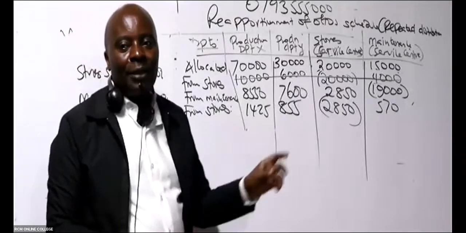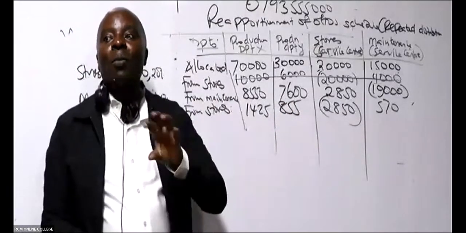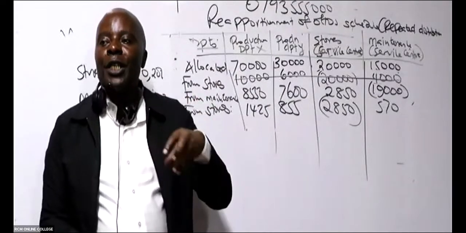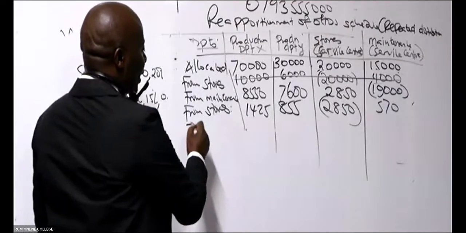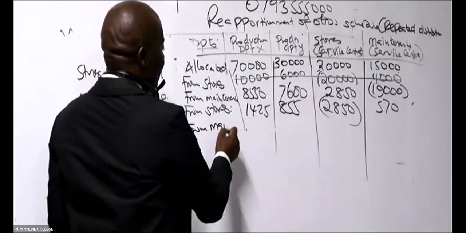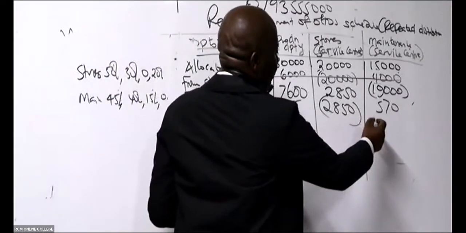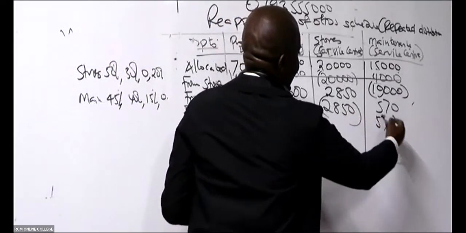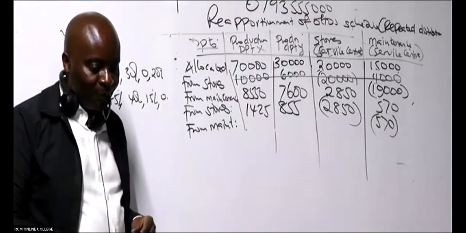So do you want to tell me that maintenance 570 has become negligible? No, not until it reaches 0 point, isn't it? So we have to redistribute again the 570. So you'll be able to come here and tell us from where? From maintenance. How much are we moving from maintenance now? 570. 570 is what you're removing from maintenance.